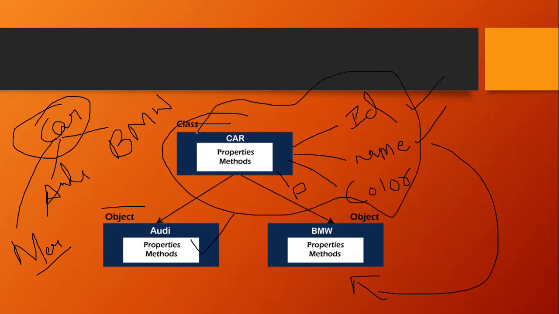So you don't have to specifically design another class for Audi, another class for BMW. You just have to define a class car which has all the common properties. And to create an Audi car, you just have to create the object of the class car. And you can set the ID of the Audi car, the name, the color of the Audi car that you're creating with the help of objects.